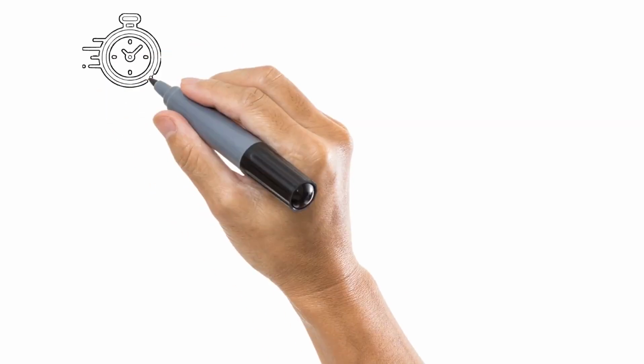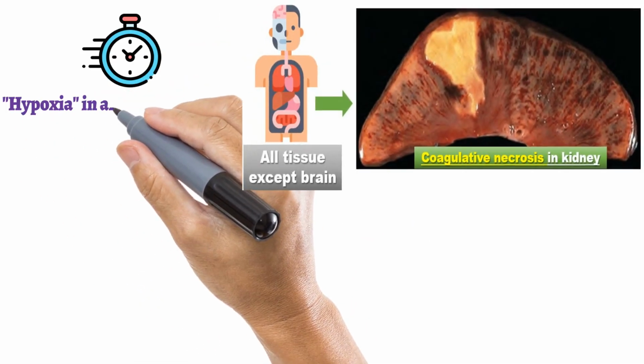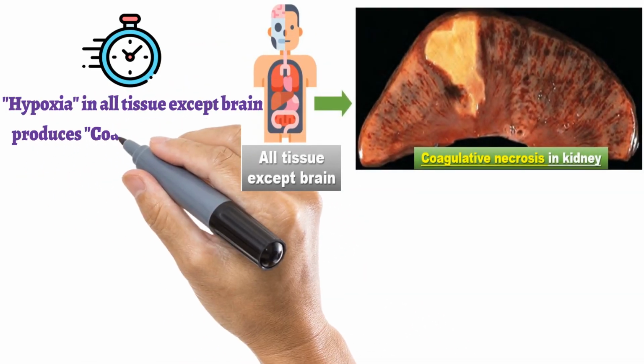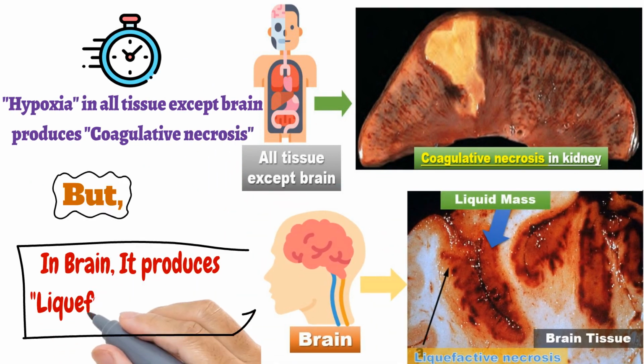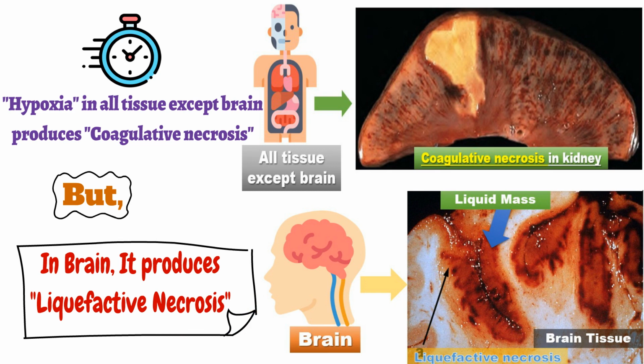A few minutes earlier, I said hypoxia in all tissue except brain produces coagulative necrosis, but in the brain it produces liquefactive necrosis. Now it has become a really fun fact. You know what I mean.